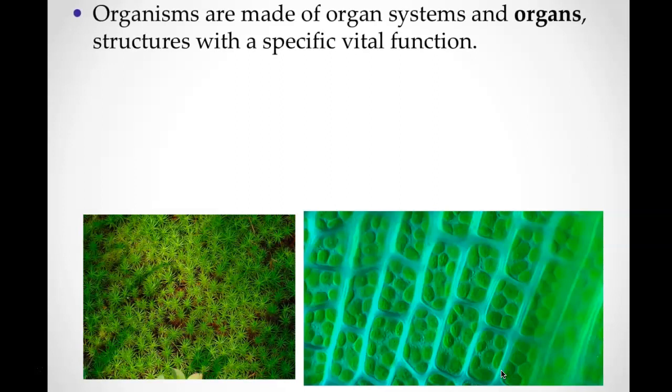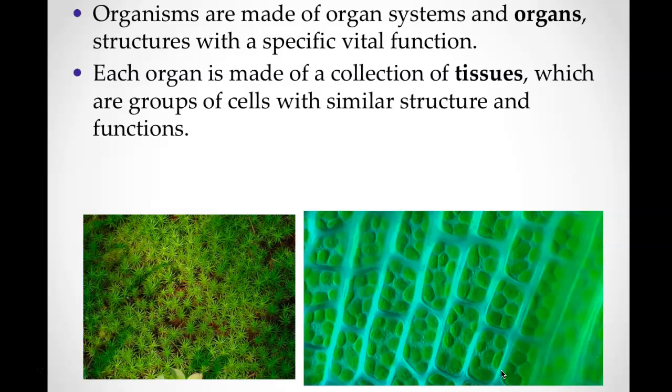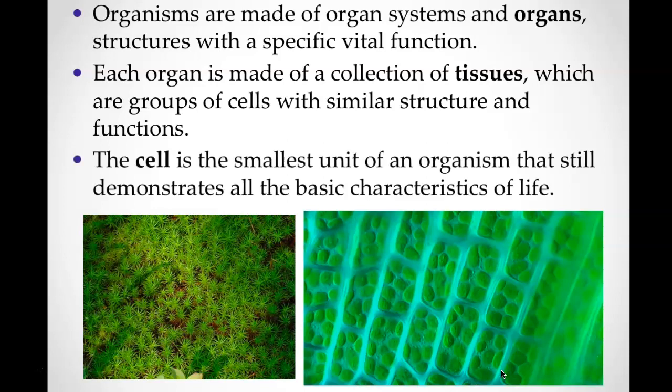We can take it a little bit further and say organisms are made up of organ systems and organs. Organs are made up of tissues. I'm going to give you a little bit of time to write this down. Tissues are made up of cells, and then cells are considered the smallest unit of an organism that still demonstrates all the basic characteristics of life. So that's important to remember. The smallest unit that can still demonstrate all of the basic characteristics of life.